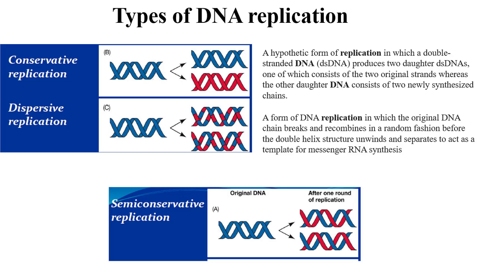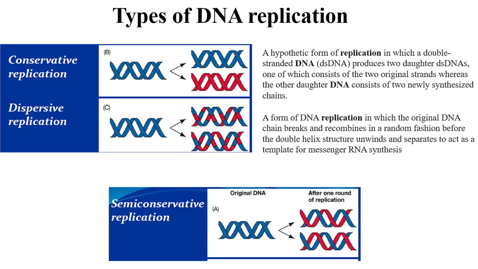In dispersive replication, the original DNA strand breaks up randomly and the synthesized strand is formed by adding complementary DNA, and it reassociates to produce a double-stranded DNA with parental and daughter DNA. In this dispersive replication also there is no experimental proof.